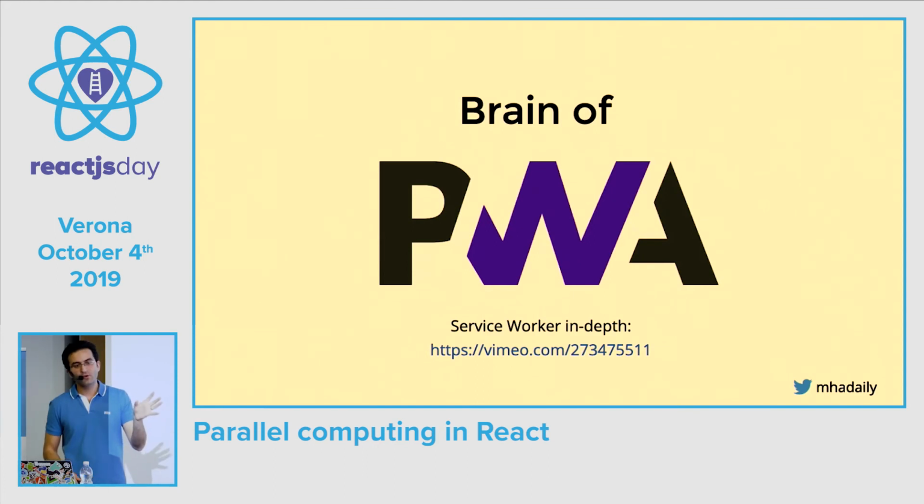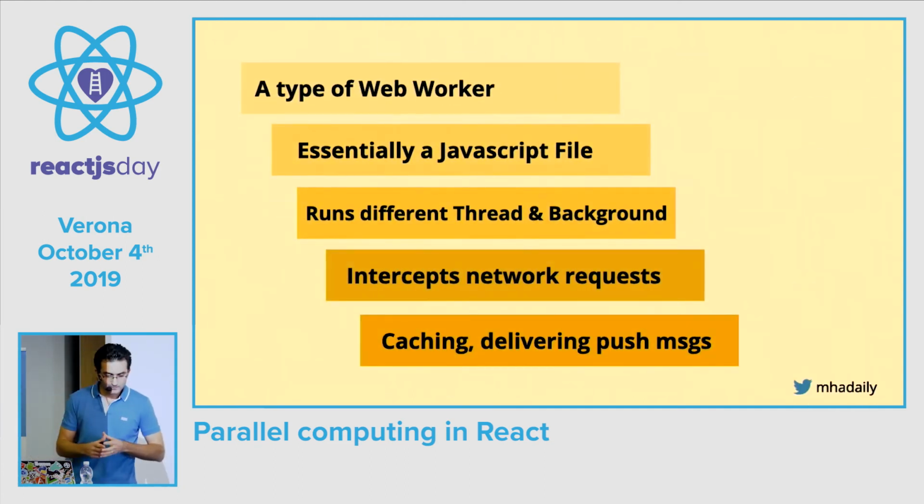I call service worker the brain of PWA. I actually have a full talk, around 50 minutes, talking about the service worker in depth, which you can find here, and you can find the slides later if you are curious. But what it does is it just runs a JavaScript file in a different thread. It's a type of web worker. It runs in the background, and it stays there forever as long as you don't terminate or remove this file, or clean up the service worker.